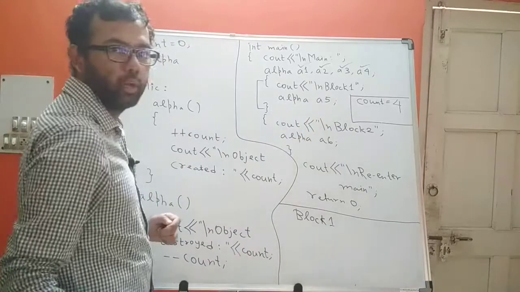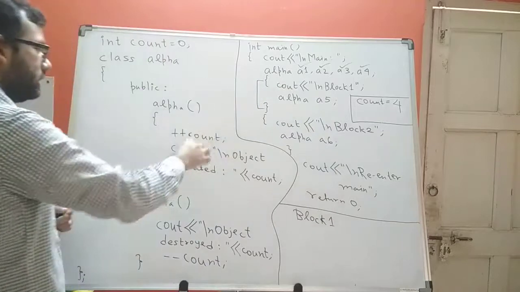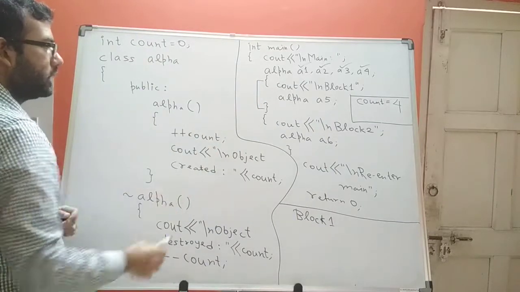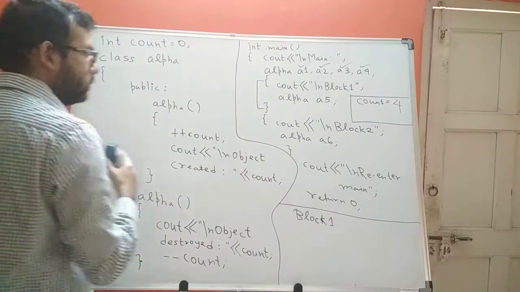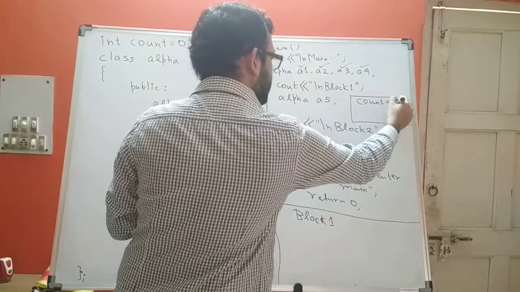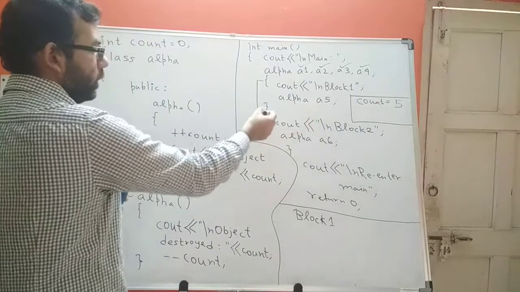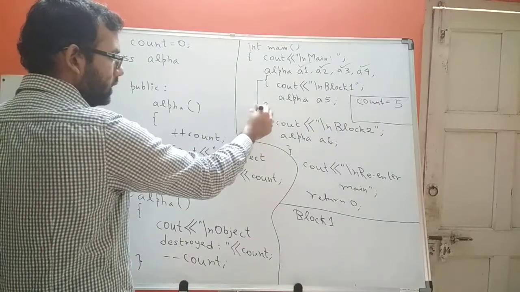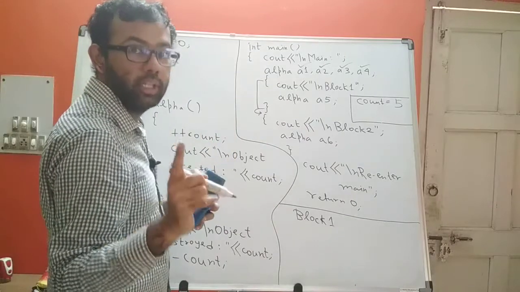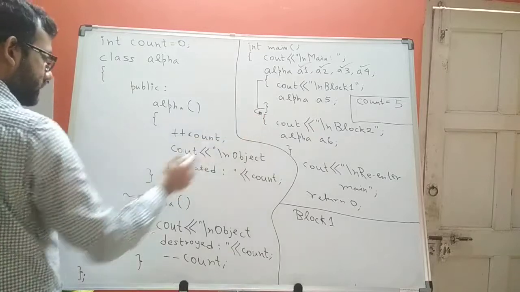After printing the statement block 1, I create an object A5 of class alpha. The moment I create this object, the constructor is invoked, and then you increment the value of count by 1. So the value of count becomes 5. And after creating this object A5, I come out of this block. The moment I exit the block, the destructor will be invoked.